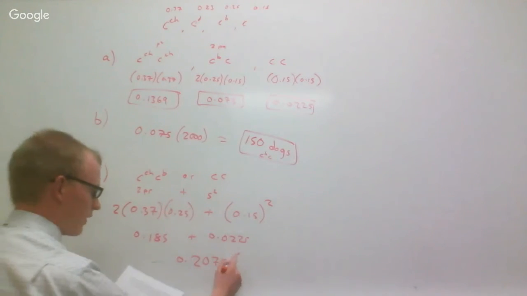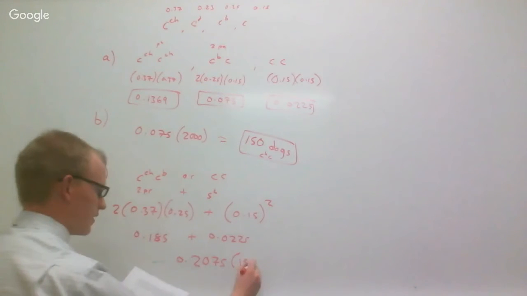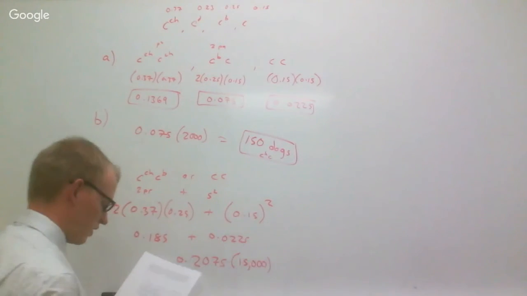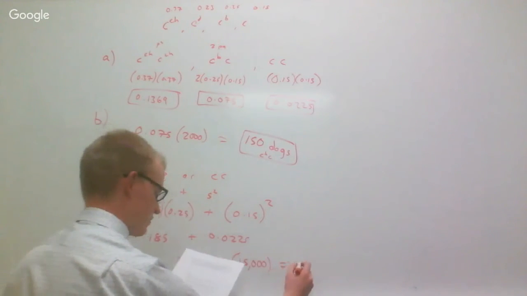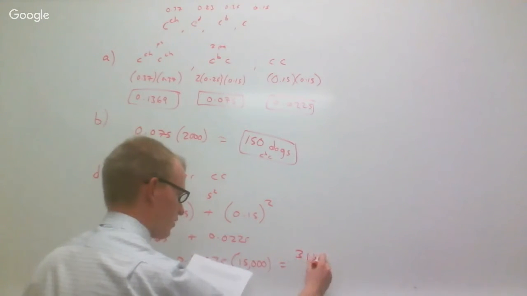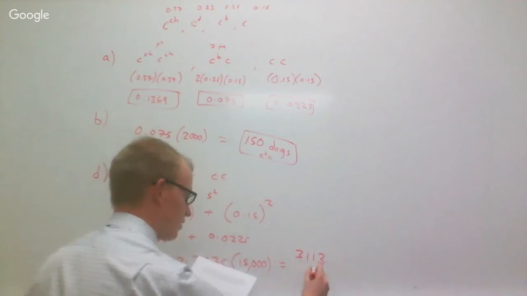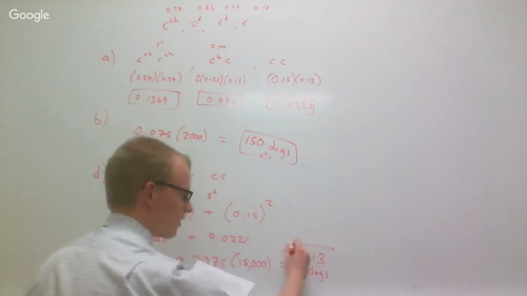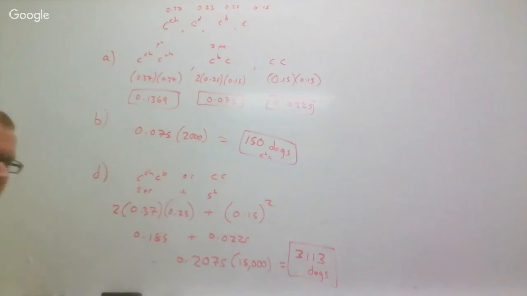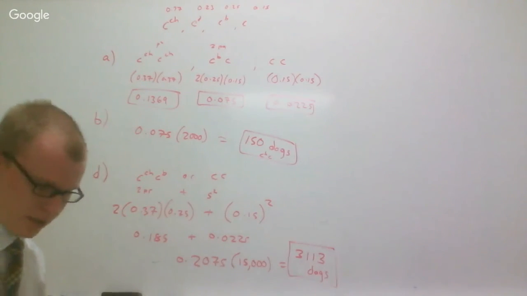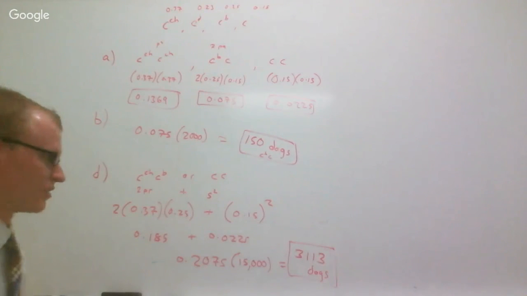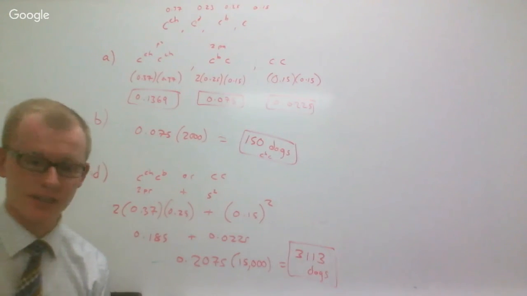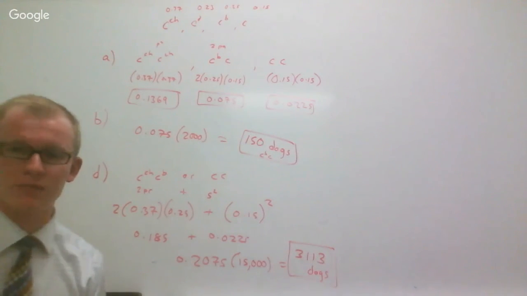Now we need to multiply that by the population, in this case, 15,000 dogs, to get the expected value. And that is going to be 3,113 dogs. We had to round up in this case. So that's going to be the expected number of dogs with the given genotypes. So thanks for being with us for these lesson 6 problems, and we'll see you next time.